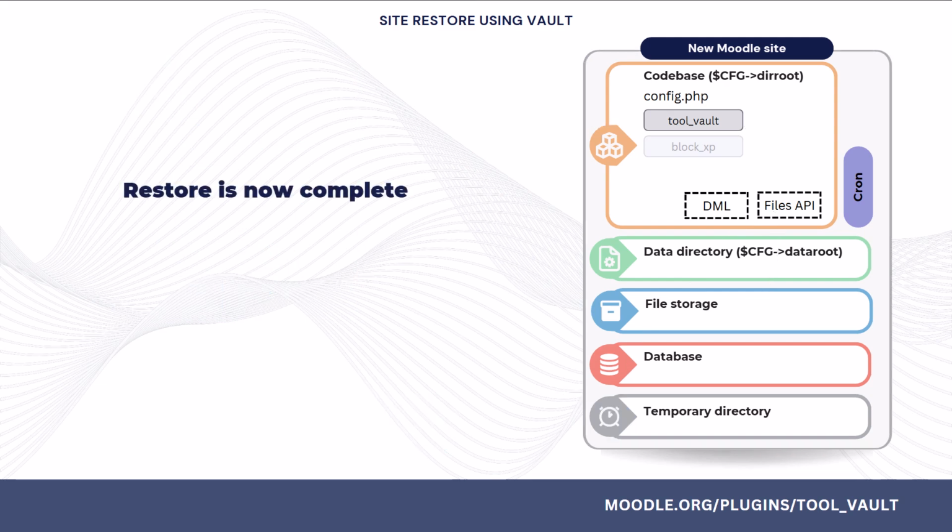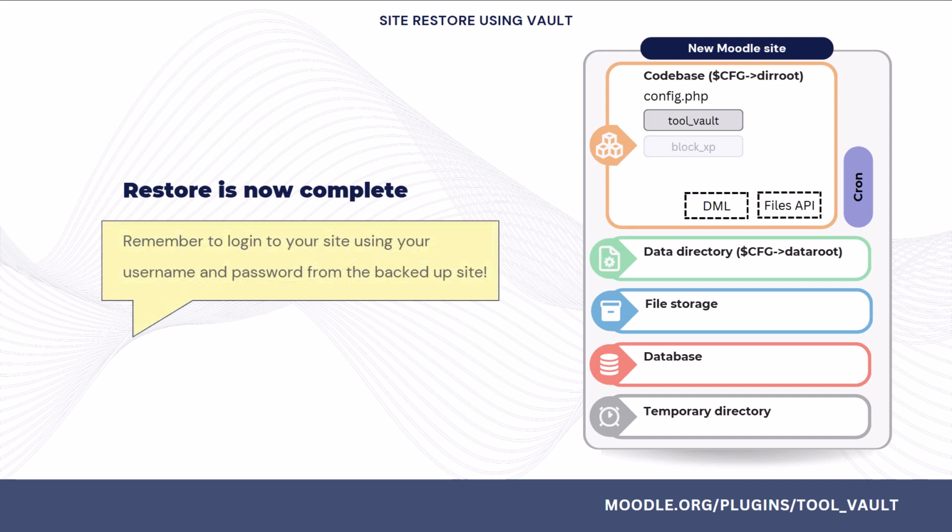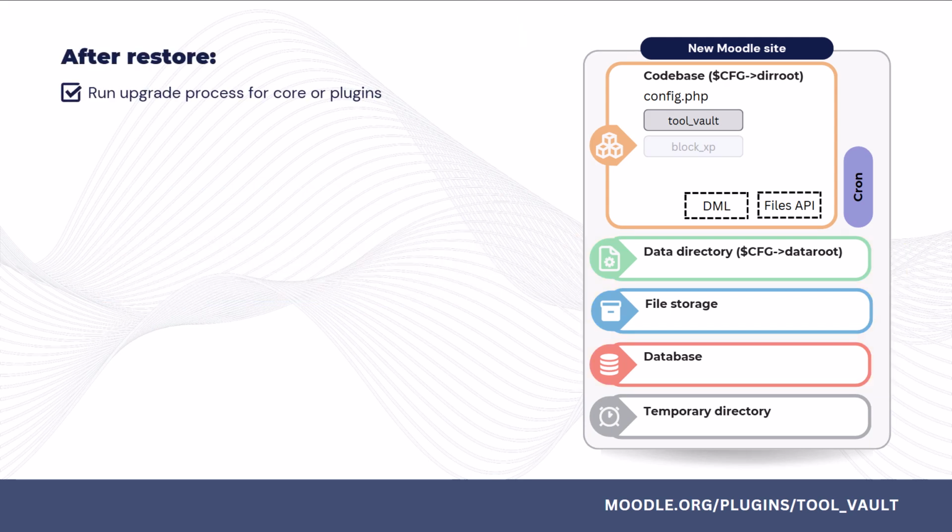And just like that, the restore is complete. Remember, your user table has been replaced with the one in the backup. This means you'll need to log in using the admin credentials from the original site. And once again, only the data directory, file storage, and database were restored. This means your code base may not be fully in sync with the restored data. If your Moodle or plugin code versions are higher than those in the backup, you'll be prompted to run the upgrade process to bring everything in line.